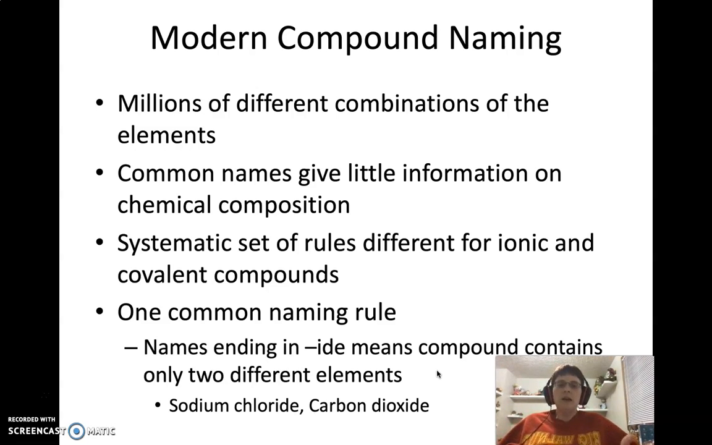So things like sodium chloride, sodium and chlorine. Carbon dioxide contains carbon and oxygen. This one over here, we've seen when we talked about ionic compounds, ionic bonds. So this one's an ionic compound. This one is a covalent bond. So you can see there's a little bit of a difference in how we put their names together, and so that's what we're going to be looking at.